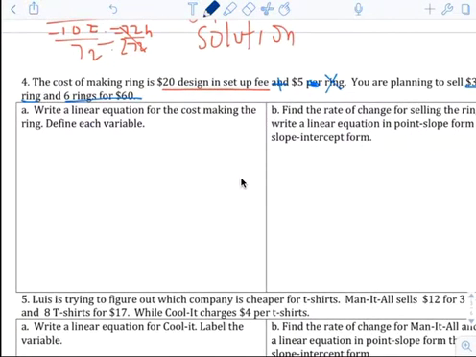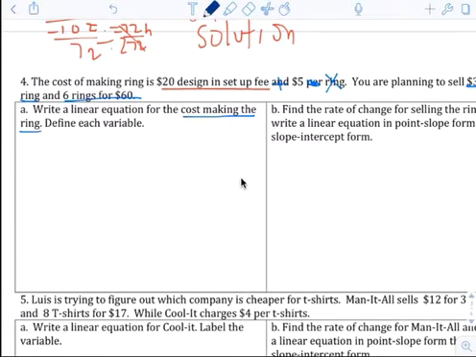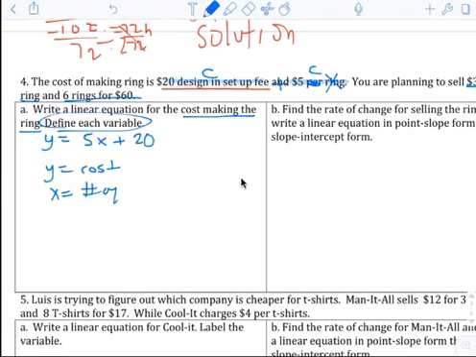Write a linear equation for the cost of making the ring. Okay, here's the cost, the design fee, and the ring fee. Those are the costs right here. So write an equation: y equals 5x plus 20. Define each variable. Y equals the cost. X equals the number of rings.